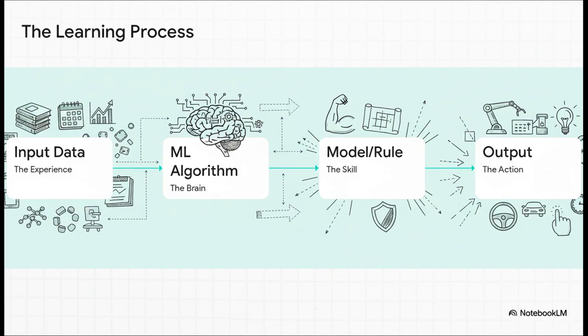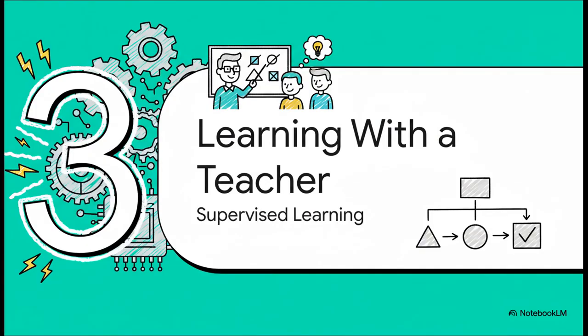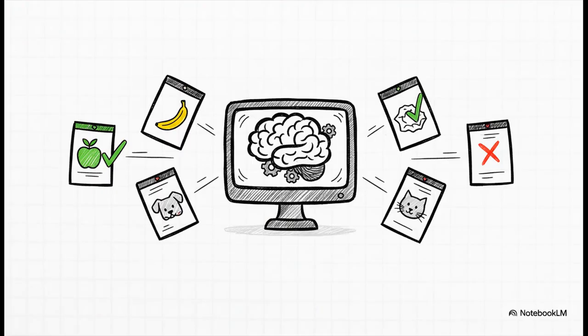Simple, right? Okay, so now that we've got the basic steps, you should know there are a few different styles of learning for a machine. Let's start with the one you'll probably see the most. It's called supervised learning, and the best way to think about it, it's just like learning with a teacher. What this means is we're basically giving the computer a cheat sheet. The data we feed it is already neatly labeled with all the right answers. It's like giving a student the study guide with the answer key.